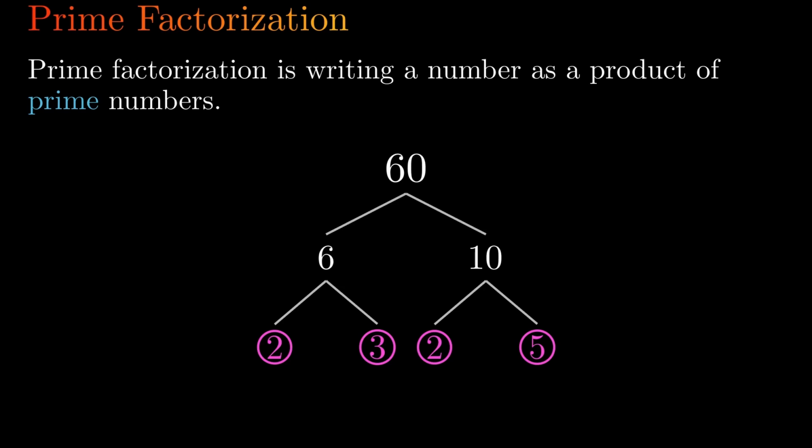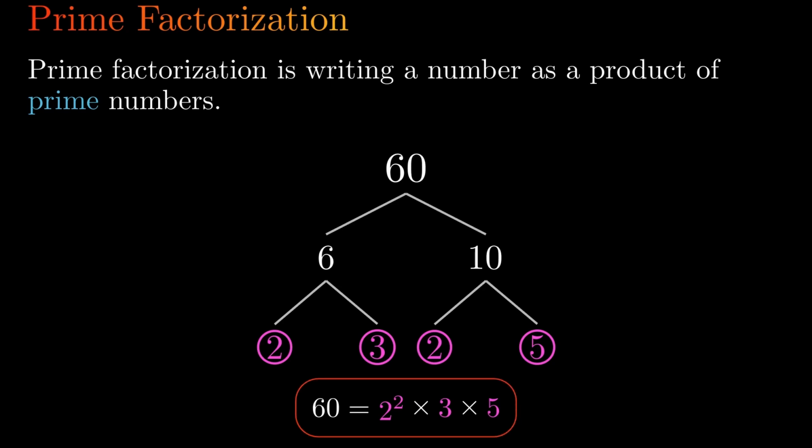To get the final answer, we just collect all the circled leaves from our tree. So the prime factorization of 60 is 2 times 3 times 2 times 5. We usually write them in numerical order, so that's 2 times 2 times 3 times 5. To write it even more compactly, we can use exponents. Since we have two 2's, we write that as 2 squared. So the prime factorization of 60 is 2 squared times 3 times 5.